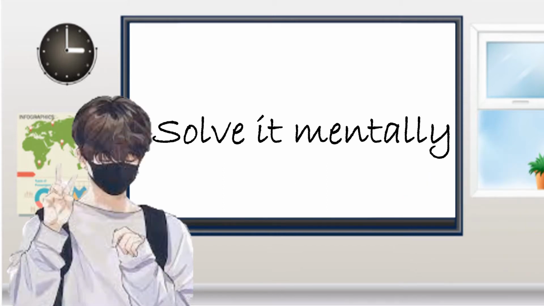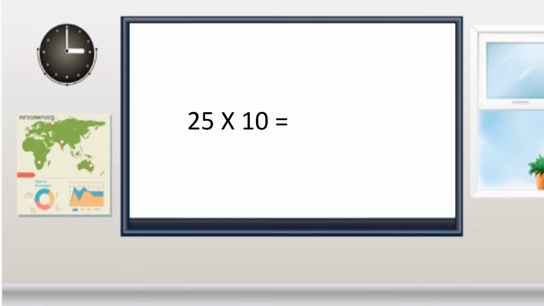Solve it mentally. 25 times 10. What's the answer? 250, correct. 25 times 100. Very good. 2,500. Next. 25 times 1,000. Correct. 25,000.